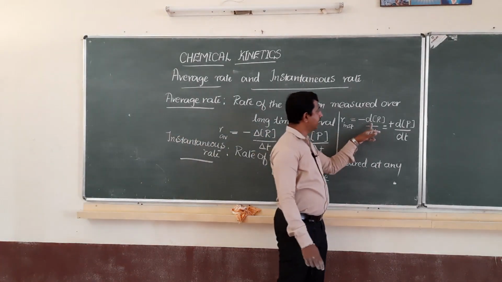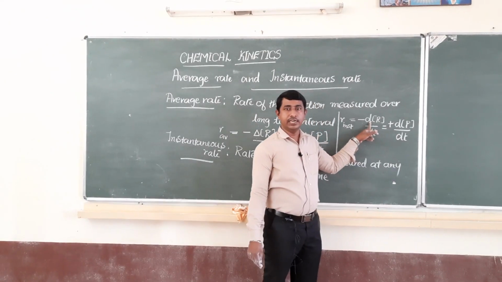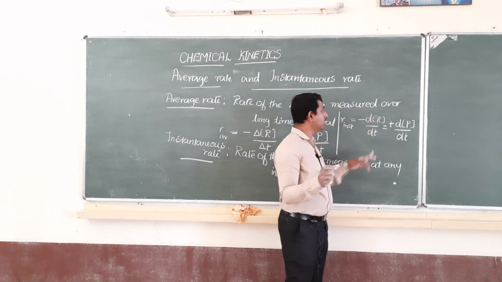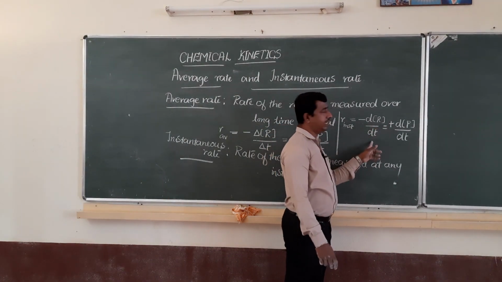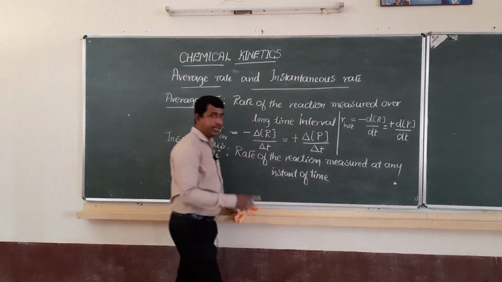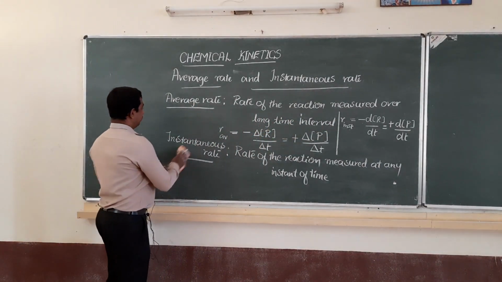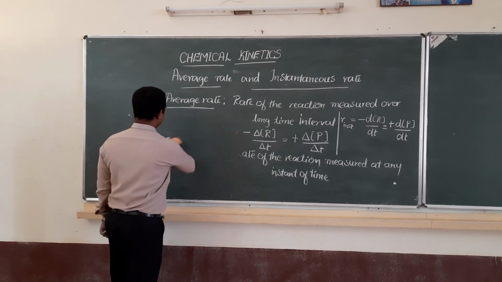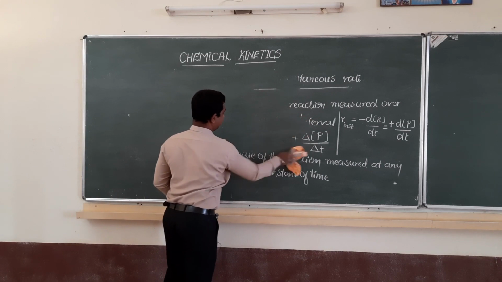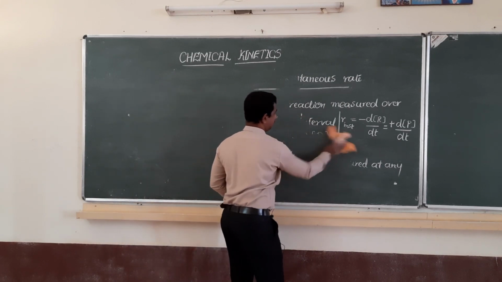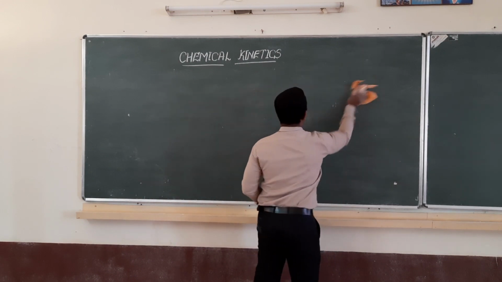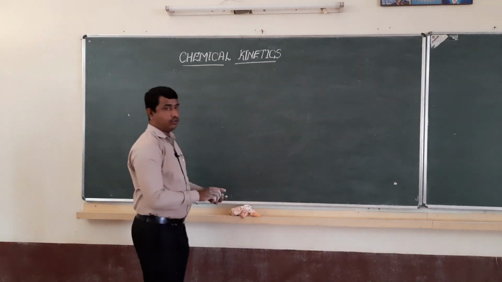For instantaneous rate, in place of delta we are using d, small letter d, because d represents what? A smaller gap or small change. So it is d[R] by dt, equal to plus d[P] by dt. Hope it is clear. Okay, next one.